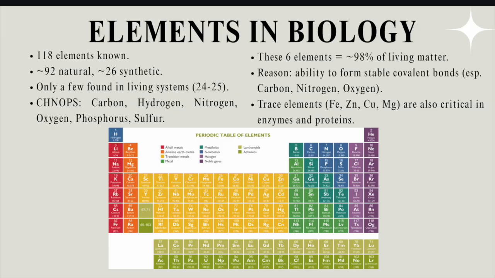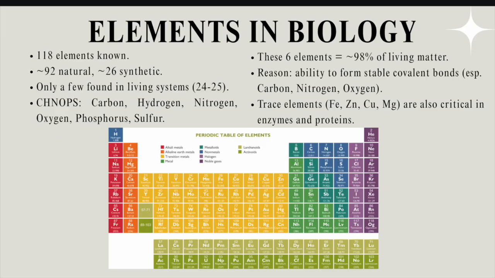Now, elements in biology. First, how many elements are known till now? 118. So down below you can see the periodic table of elements. You all know about the metals, non-metals and halogens, all the concepts you already know. From these 118 elements, 92 are found naturally in the ecosystem, and 26 elements are not found in nature, but they have been synthesized in laboratories. But only a few of all these elements are present in the living system. On average, it's 24 to 25.